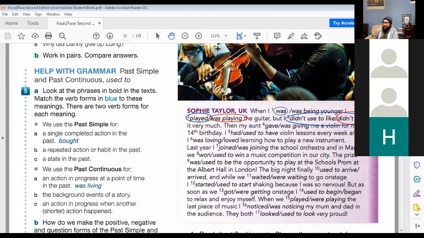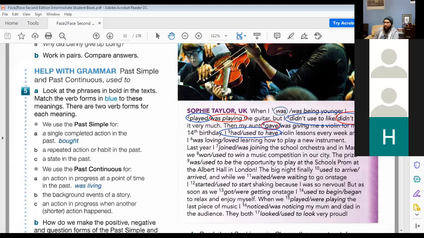"My aunt gave me a violin." Yes, even me, "gave me." "For my birthday." "I used to have," or both of them are correct, maybe. Okay. Because I think it's a repeated action, yes.